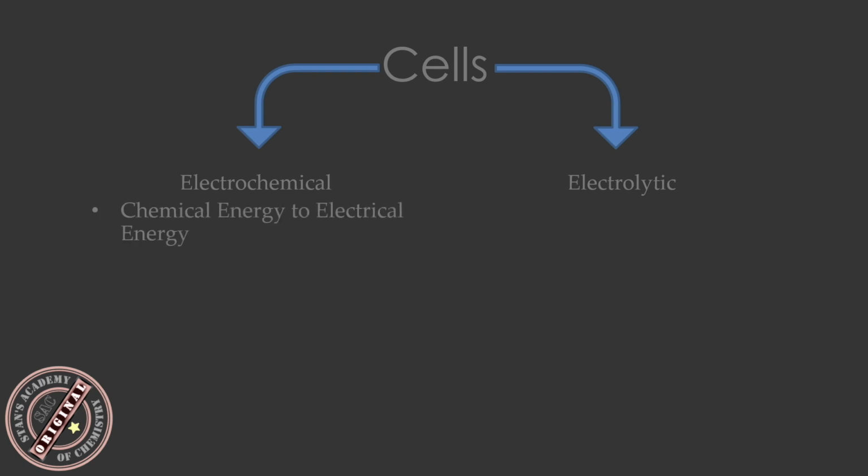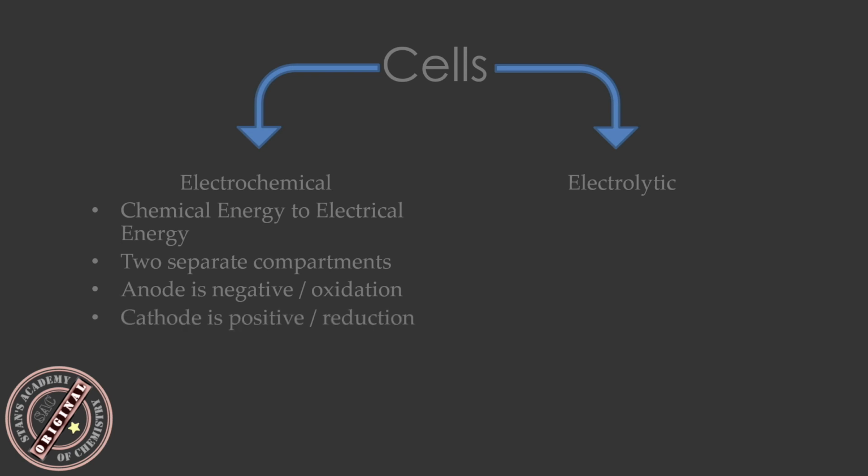In an electrochemical cell, chemical energy is converted to electrical energy. There are two separate compartments, the anodic compartment and the cathodic compartment, where we have the oxidation half reaction and reduction half reaction. The anode in an electrochemical cell is at a negative potential and the reaction at the anode is oxidation. The cathode is at a positive potential and the reaction is reduction. E cell for an electrochemical cell is always positive, therefore it's spontaneous.